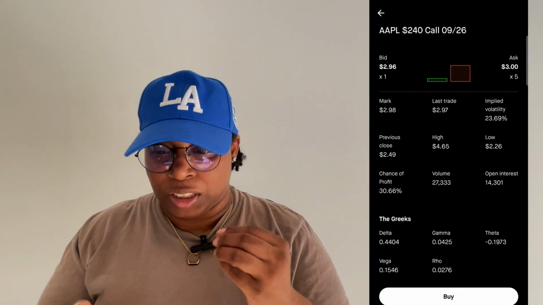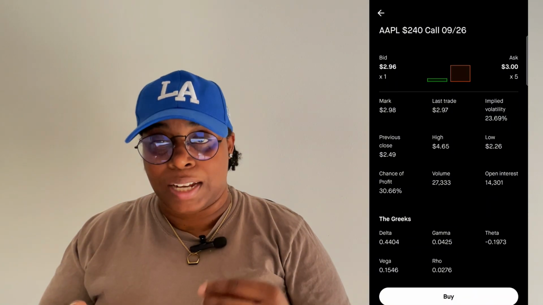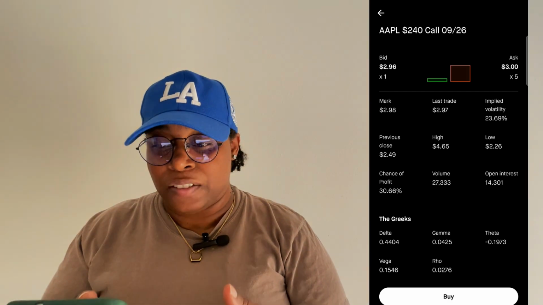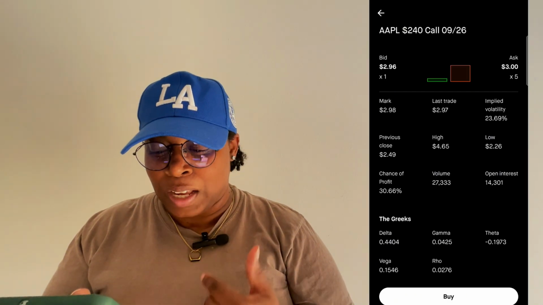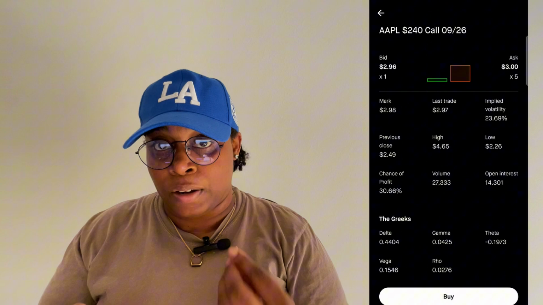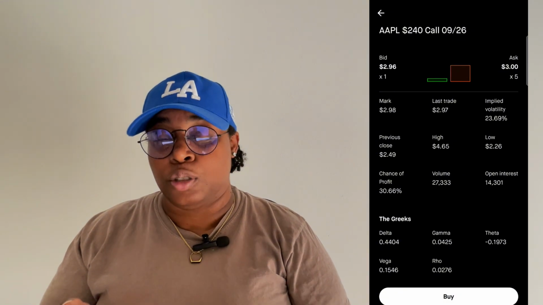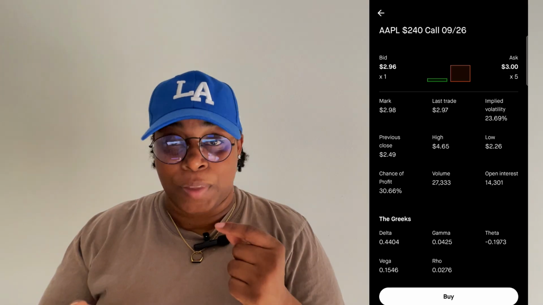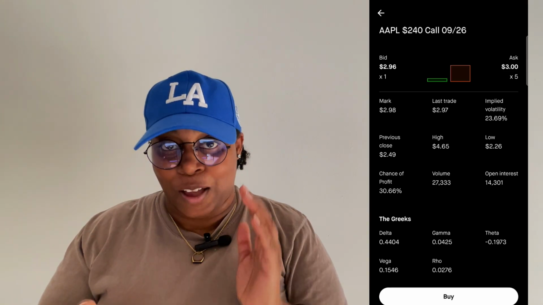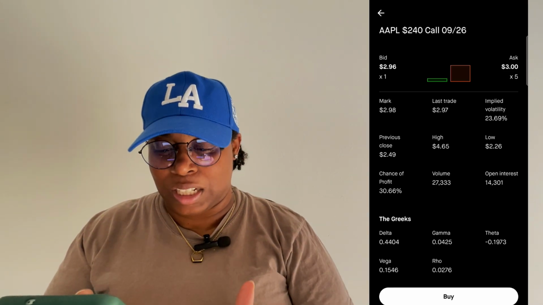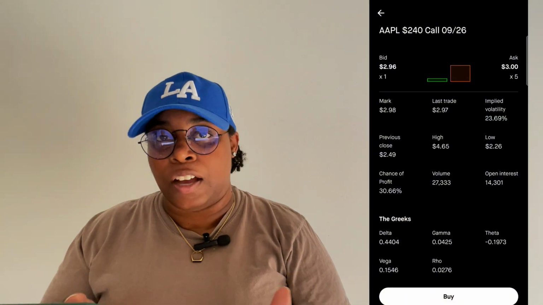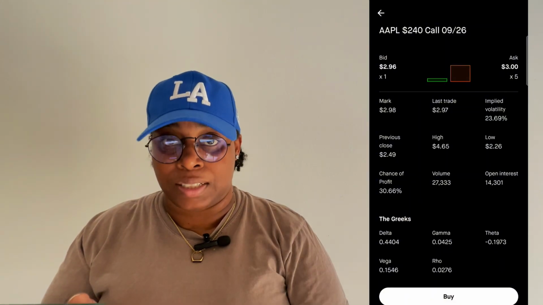Your gamma just lets you know how much in value that this thing will change per dollar. If the stock were to drop $1, and your gamma says that it's 0.04, that means that if this stock were to drop $1, the delta will drop to 40 cents from that 44 cents. Okay, I hope that makes sense. So the gamma is just letting you know how much in value that delta will change with the stock.